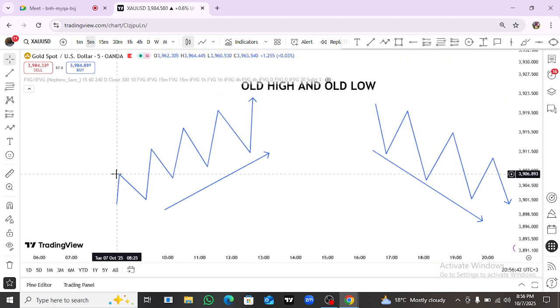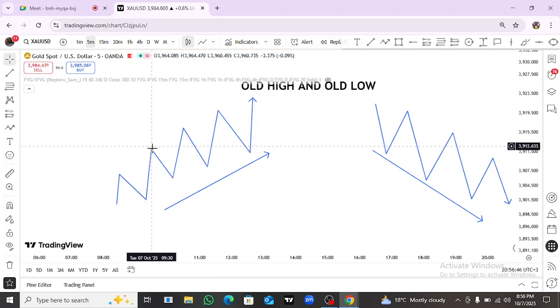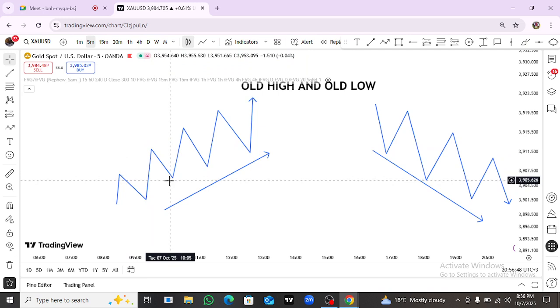So this one over here is an old high, this one is an old low, this one is an old high, this one is an old low, because it was a low before price decided to go up. So meaning this is a low, and if it's a low, there is a reason why price decided to reject this zone. Meaning that there are some orders.